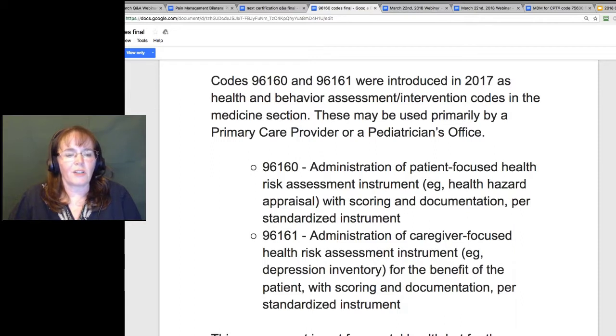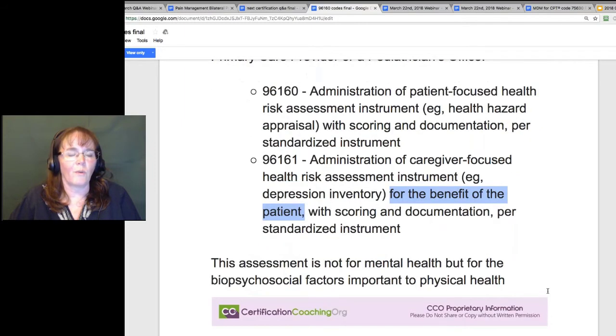96161 is administration of a caregiver-focused health assessment instrument, such as a depression inventory, for the benefit of the patient, with scoring and documentation per standardized instrument. And I'm sorry I didn't bold that. That "for the benefit of the patient" really becomes important when we're looking at the billing aspect as to who that is going under. So that's something to keep in mind as to what insurance carrier is sending that to.